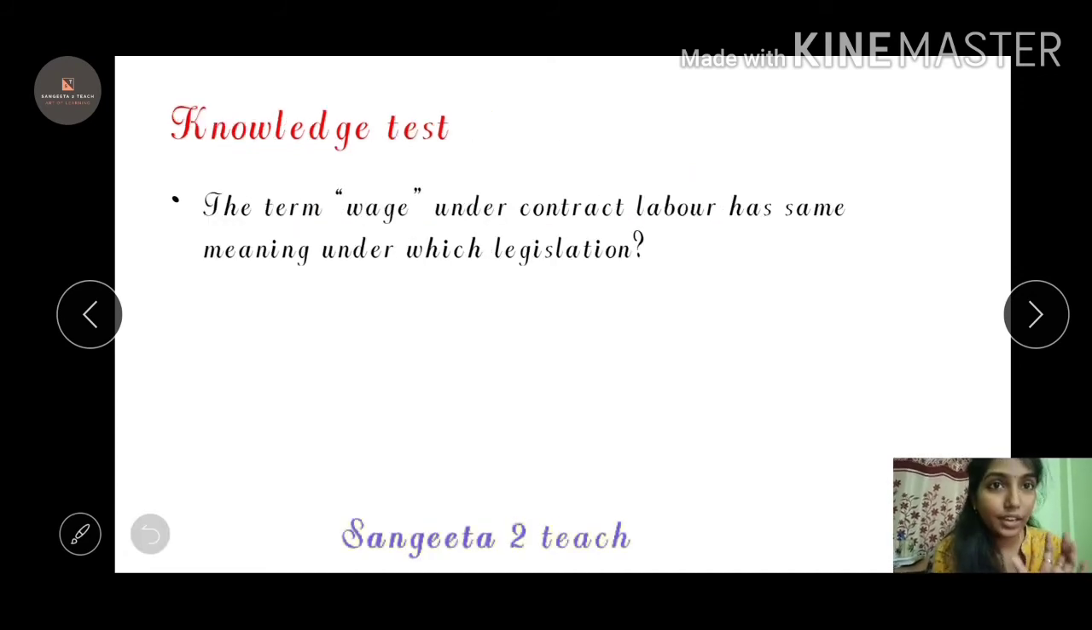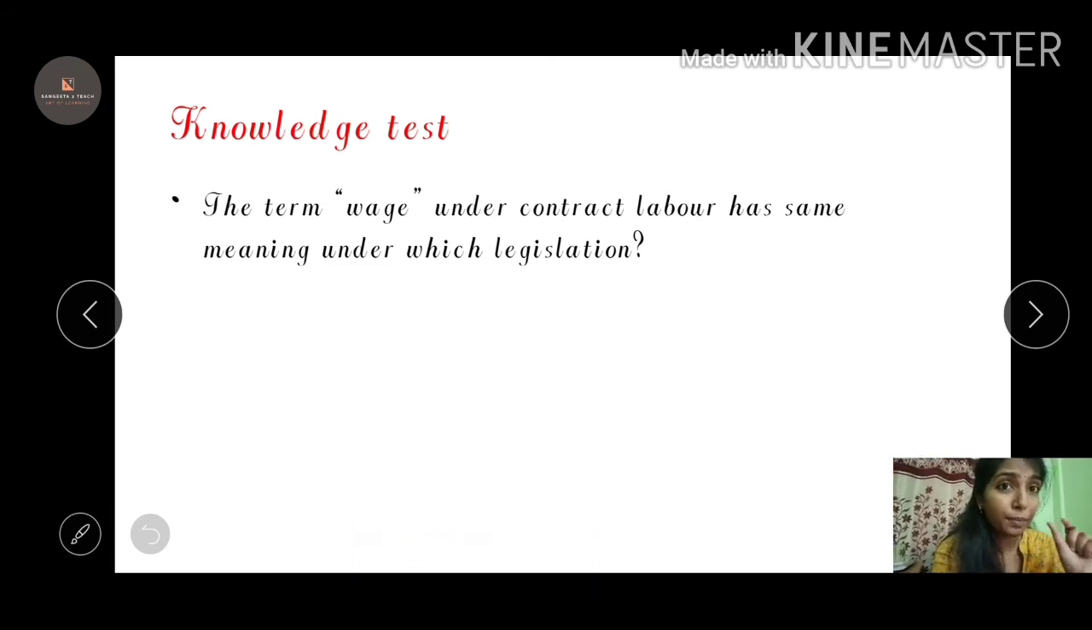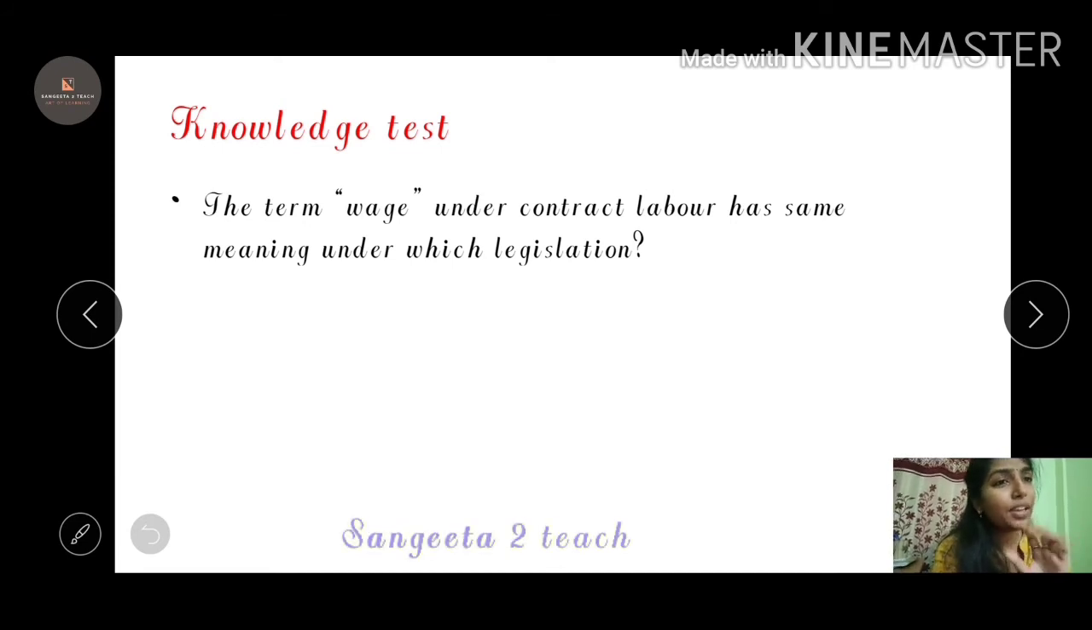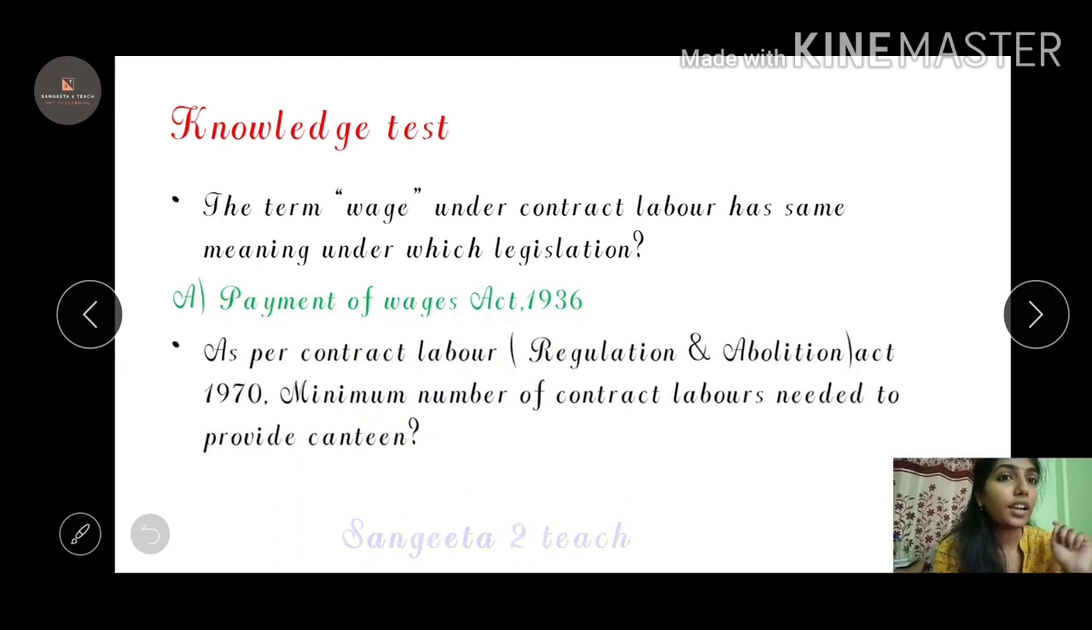Now let's understand the knowledge test, because if at all I haven't covered anything, you will see it in these questions. Okay, there are only 2 questions. The term wage under the contract labor law has the same meaning under which legislation? See, if you find any question of such kind, wage with the same meaning, wage is always related to the Payment of Wages Act 1936. Okay, the answer is Payment of Wages Act 1936.